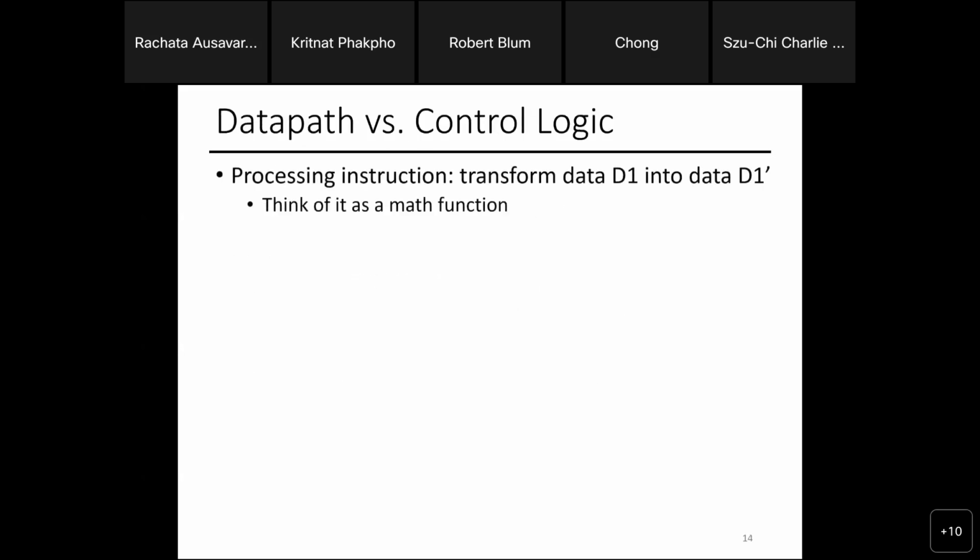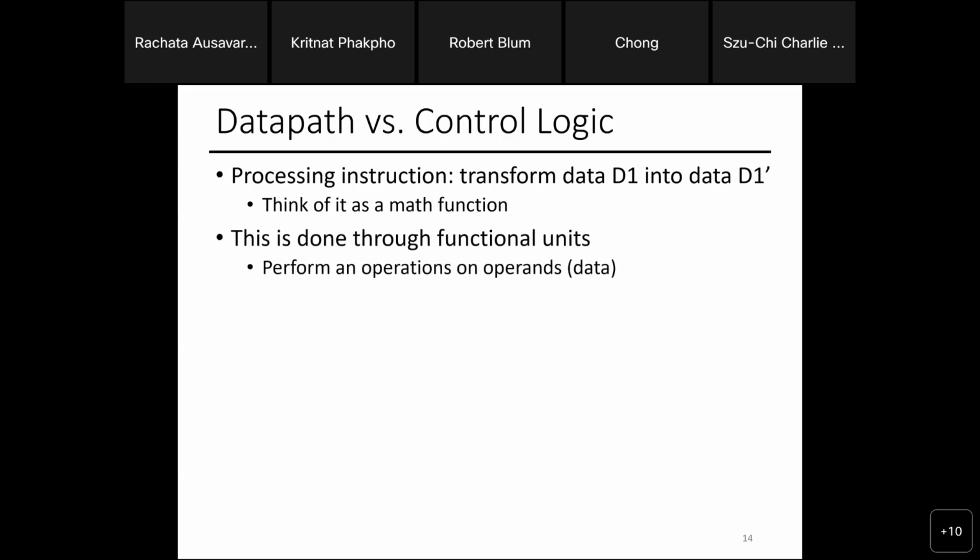The next thing is what we call data path versus control logic. When you process the instruction, again, it's architectural state 1 to architectural state 2. But in terms of the data you're dealing with, you're basically converting the input data into the output data, all right? It's as simple as that. You're converting the input data D1 into the D1 prime output data. Think of it as a math function. These are done through what we call the functional unit. It performs the operation on your inputs and you get the output back, right?